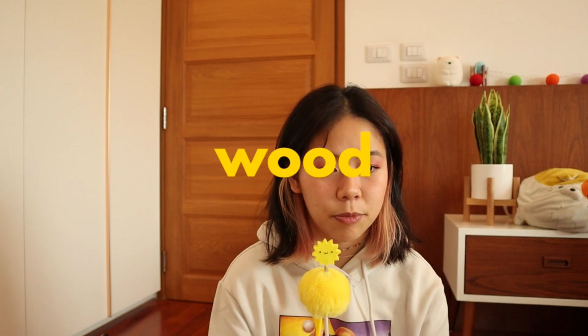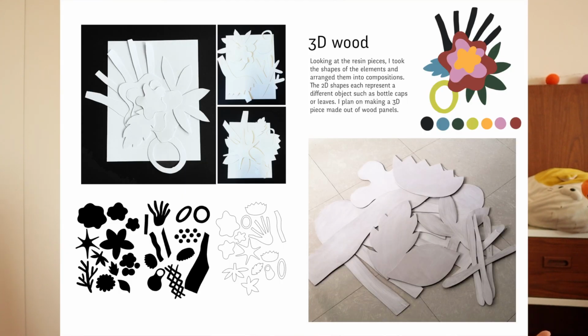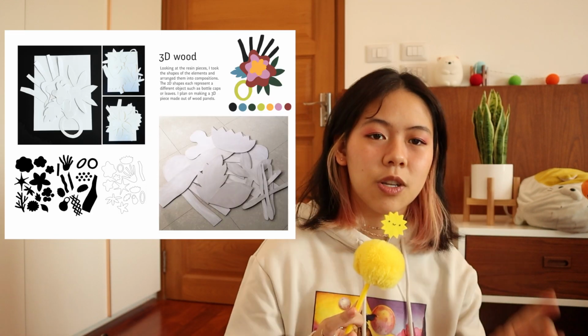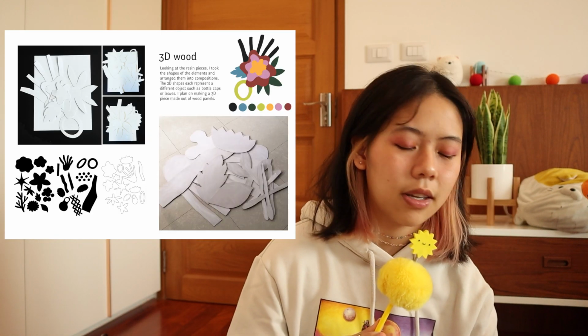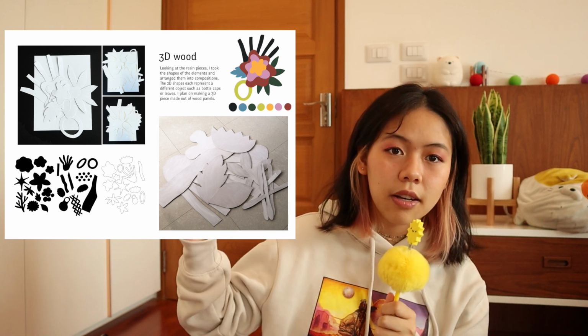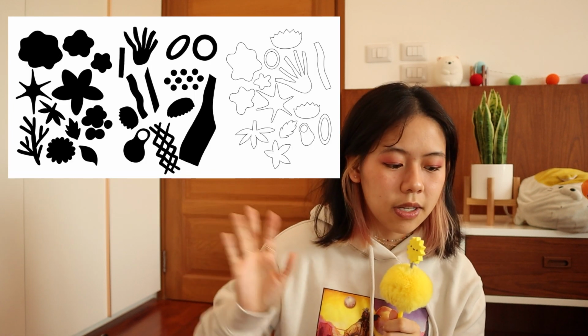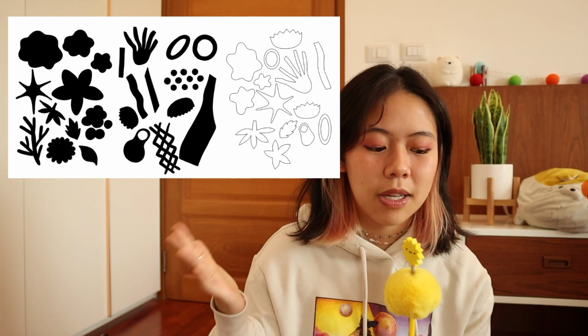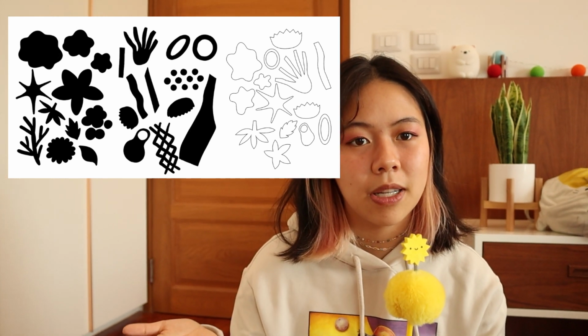So from the resin project, I developed my ideas and took the isolated shapes from the resin. So as you can see from the previous page, there's circles and flower shapes, interesting silhouettes that I liked. So I drew those shapes again more simplistically.